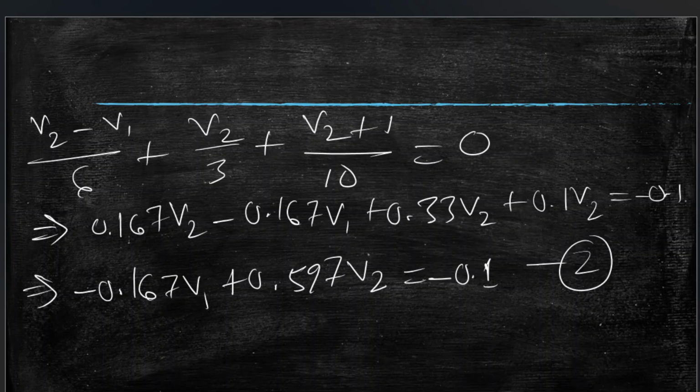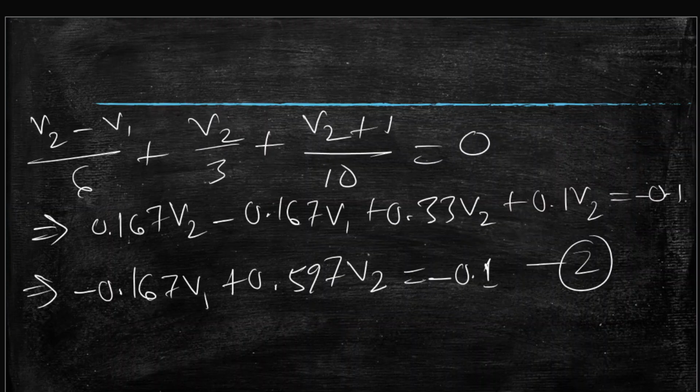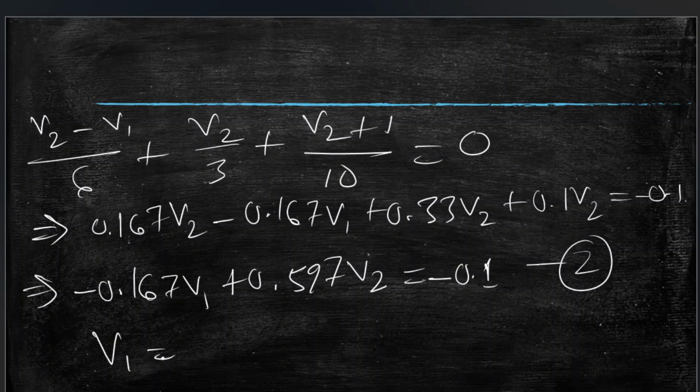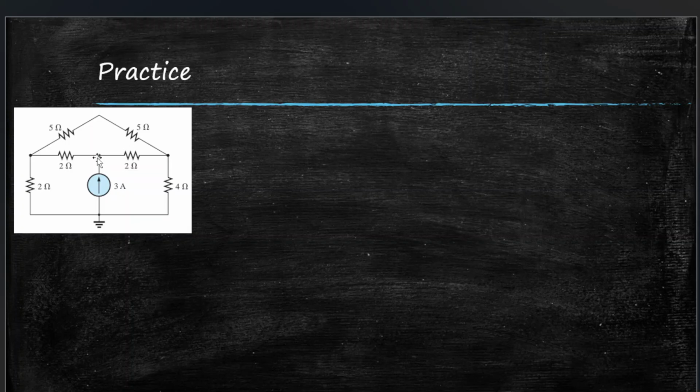Now let's plug in the values. We get V1 equal to 4.56 volts, and V2 equal to 1.10 volts. Okay, done. Now let's do another one for practice.